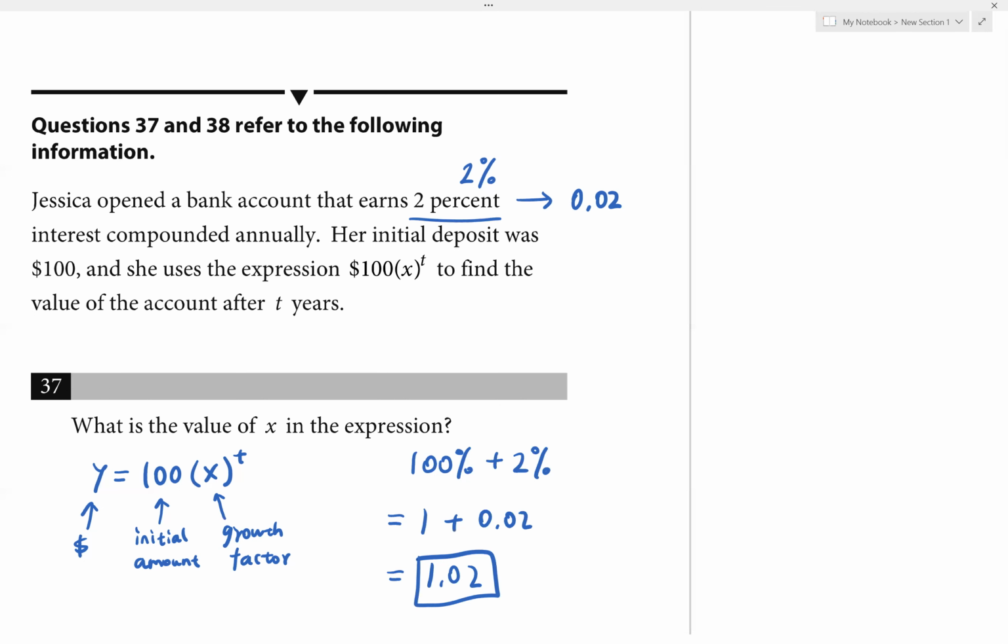For any percent increase, or interest, because we're earning interest, you add it to 100%, or add it to 1. If it's a percent decrease, like an exponential decay, we subtract from 1, and that will be the number that goes into the parentheses as the factor. All right, so for number 37, the answer will be 1.02 for this one.